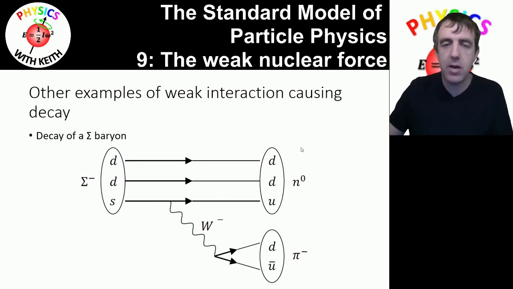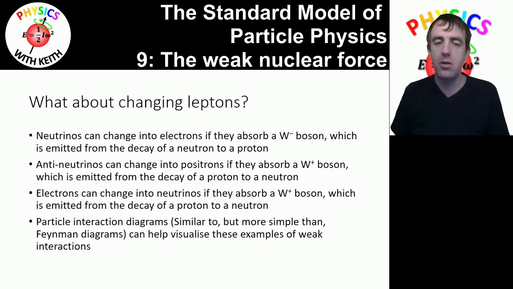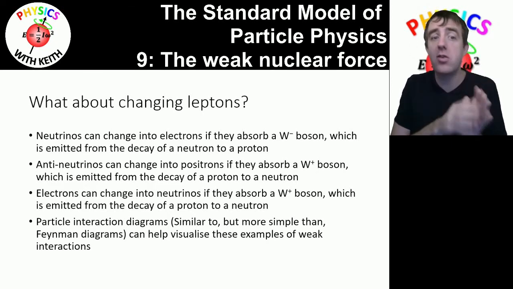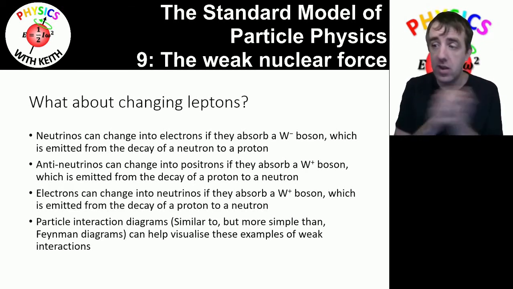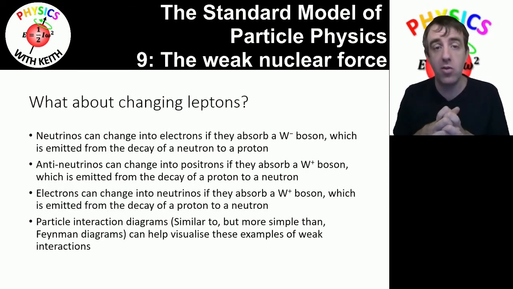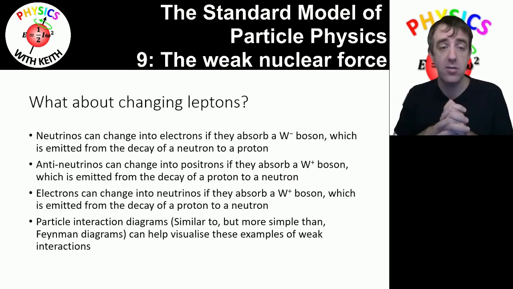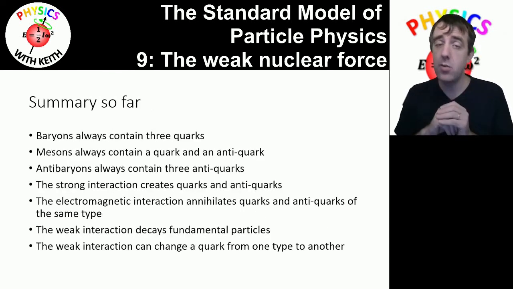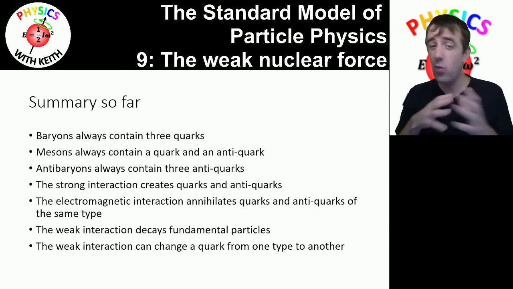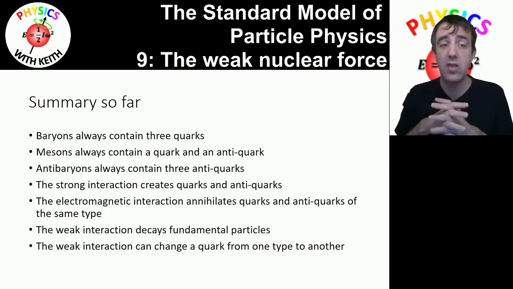Now, I haven't yet mentioned the decay of leptons. Remember, leptons also exchange these W bosons, and so they can also change. Because they're fundamental particles, they can change by the emission or the absorption of a W boson. Similarly, you could draw particle interaction diagrams for all of these decays if you were motivated. If you're studying A-level physics, you're probably going to have to do that at some point. So in the next video, we're going to talk about some of those conservation rules that you can use to figure out what interactions are possible, what interactions are not possible.